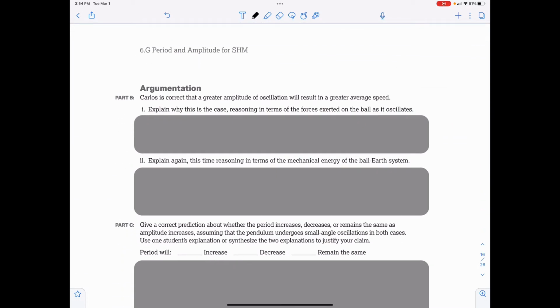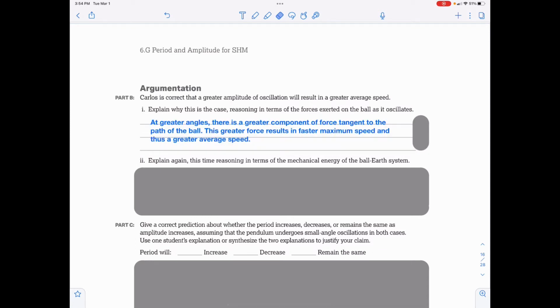Part B. Carlos is correct that a greater amplitude of oscillation will result in a greater average speed. Explain why this is the case, reasoning in terms of forces exerted on the ball as it oscillates. At greater angles, there is a greater component of force tangent to the path of the ball. See, the greater force results in a greater maximum speed and thus a greater average speed.